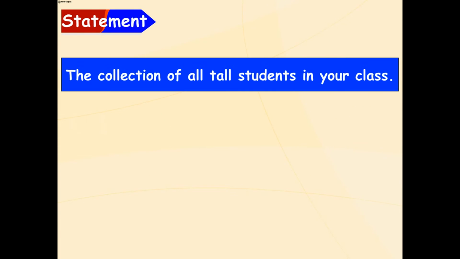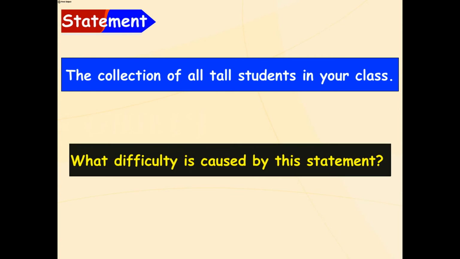Consider the statement, the collection of all tall students in your class. What difficulty is caused by this statement? Here, who is tall is not clear. Richa decides that all students taller than her are tall. Her set has 5 students. Yashodhara also decides that tall means all students taller than her. Her set has 10 students.